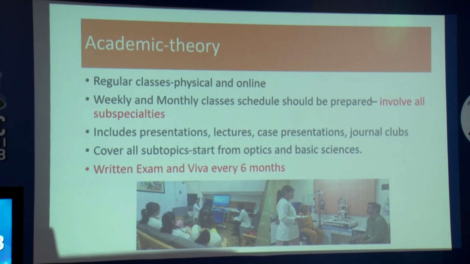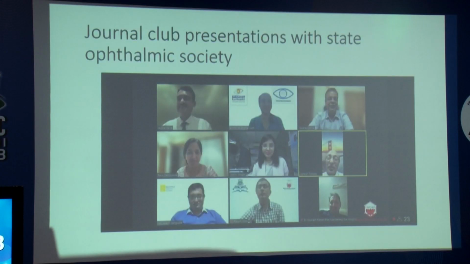What we do nowadays is ask our residents to teach the optometry students. We have an optometry school, so we ask them to take lectures for them in optics and basics. That way both things happen. They also learn and they get the art of presenting and teaching others, which is very important. One more thing that has to be done, because what we have seen is that students just prepare at the last minute when exams are coming up, and throughout their 2-3 years of postgraduation or fellowship they will not sit and read about things. So take written exams and viva every 6 months, so they are always prepared.